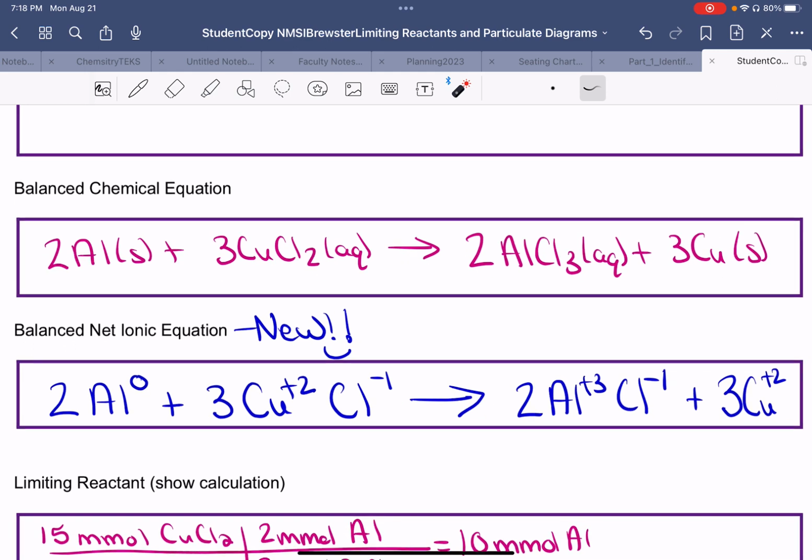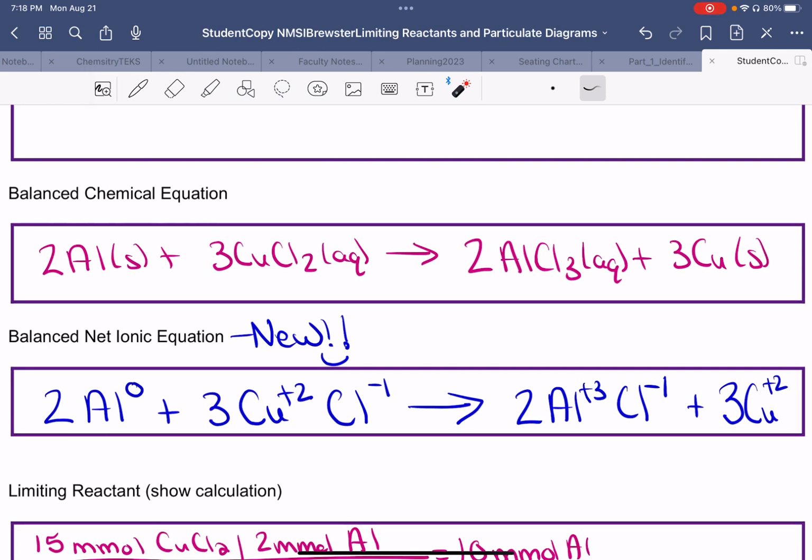Your balanced chemical equation. Okay, we have a single replacement reaction. We've done this before. We're going to take the copper 2 chloride, put it in a test tube, stick that aluminum foil in there, and let it react. If you recall, I know there's a chemical reaction because I'll be able to feel a change of temperature. Okay, so aluminum plus copper 2 chloride yields aluminum chloride and copper.